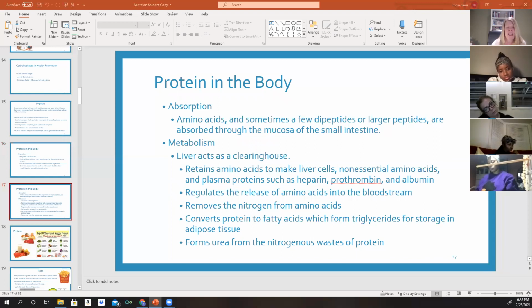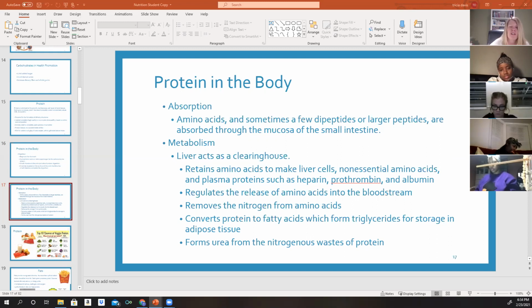It's going to help retain those amino acids to make liver cells, non-essential amino acids, and plasma proteins, such as heparin, prothrombin, and albumin. So our albumin helps keep our blood volume up. Sometimes we give patients albumin if their circulating volume is very low, if their blood pressure is soft, and they have difficulty keeping their blood pressure up. And that prothrombin, we need that to help make our blood clot.